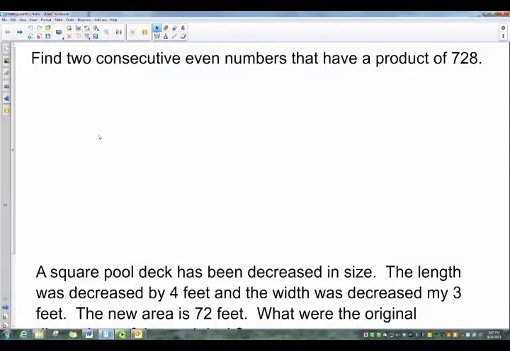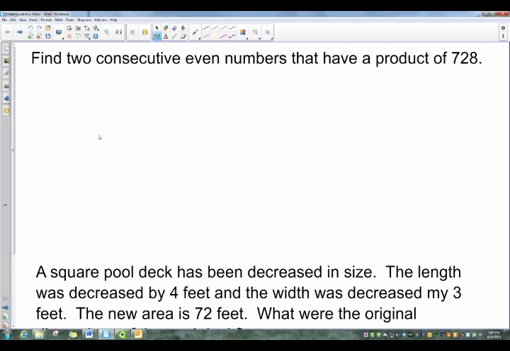Hey guys, today we're going to look at creating quadratic models and then solving them. So you're going to be given some problems that look something like this. We've got to figure out exactly how to make the equation to work these out. So it says here, find two consecutive even numbers that have a product of 728. Now the key to this is understanding where your variables come in.